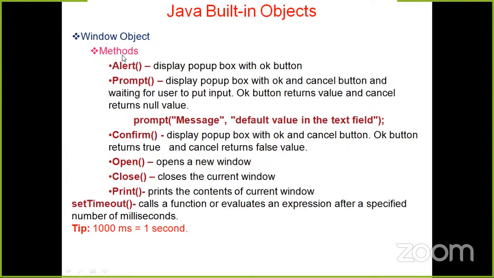Okay, so many methods: alert, prompt, confirm, open, close, print, and setTimeout. Alert is only a pop-up box with the OK button. Prompt is used to accept values from the user, having 2 buttons, OK and Cancel. Confirm means confirmation from the user, having 2 buttons, OK and Cancel. OK returns true, Cancel returns false. Open and close: it opens the window, it closes the window. And print prints the contents of the current window.